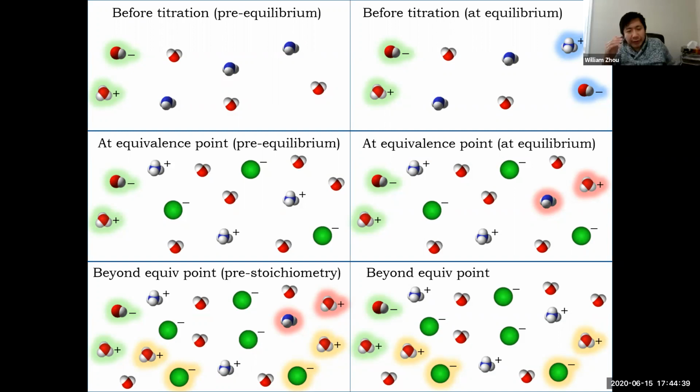If you start to add the acid, you add just enough to reach the equivalence point. All of the ammonia, NH3, is consumed by the HCl. You would have chloride, Cl minus, and NH4 plus. Okay, on the left side in the middle, that's what you see, and a whole bunch of water molecules. This is the equivalence point. All the acid reacts with all the base. That's it. But this is pre-equilibrium.